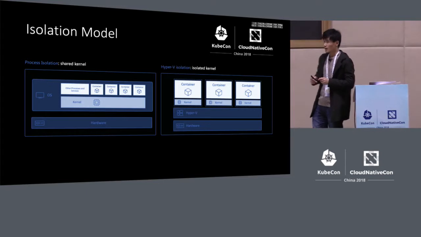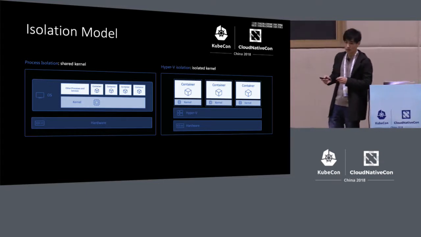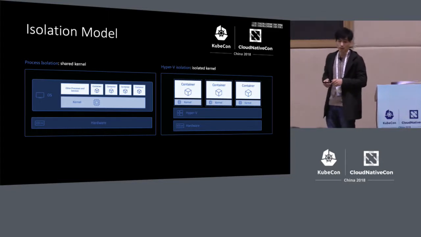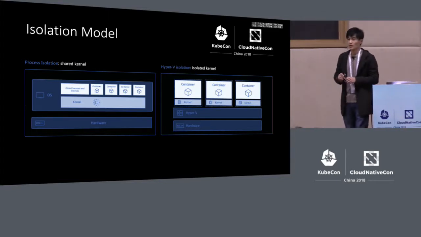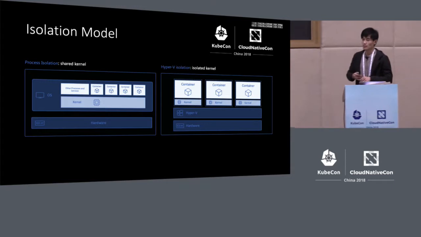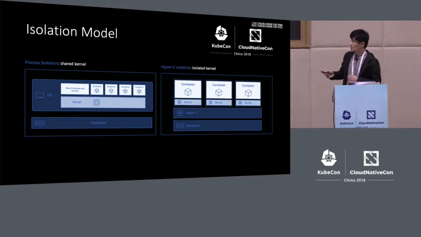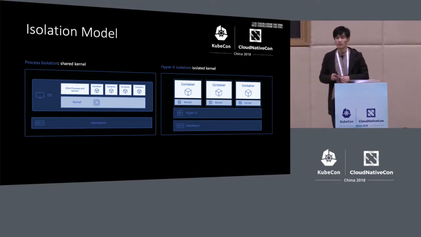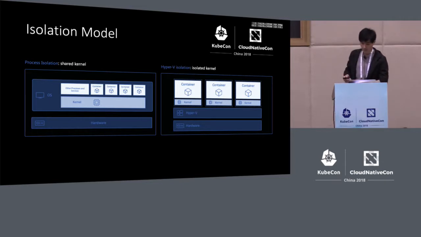For Windows containers, compared to Linux, they support different kinds of isolation models. Here are two, and you can see them on the slide. One is similar to Linux. But for the other isolation model, there are some differences. If you have a kernel configuration, it will not affect the host.